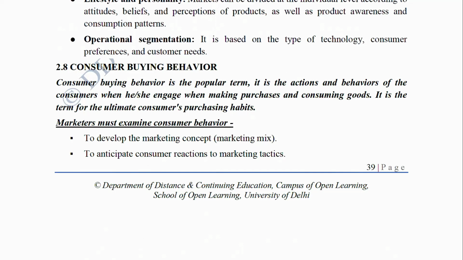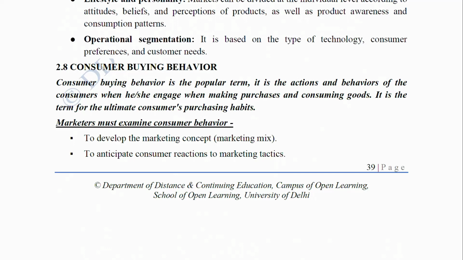2.8 Consumer buying behavior. Consumer buying behavior is the popular term. It is the actions and behaviors of the consumers when they engage in making purchases and consuming goods. It is the term for the ultimate consumer's purchasing habits.